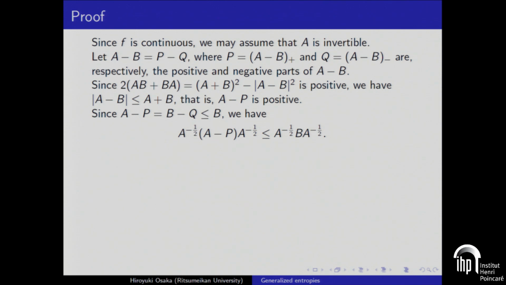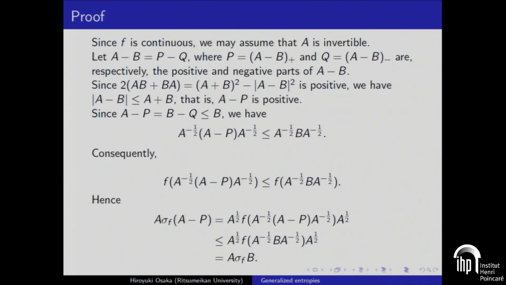Then f is operator monotone. That's why this is true. Then A sigma f of A minus P, this is a definition. But A minus P is less than or equal to B. That's why we can replace this one. f is operator monotone, so this one corresponds to this one. Okay. So we don't use a difficult argument, just a simple argument only.